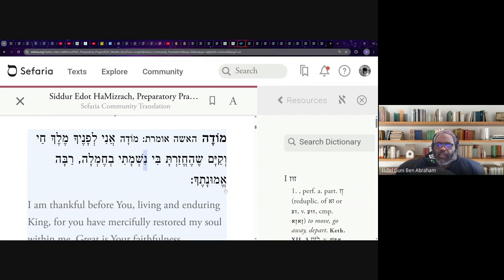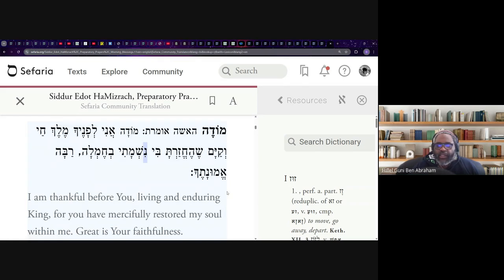And the last word is emunatecha. So the translation here: we have a segol. It's a chatav segol, a half segol. Here we have a shuruk, because it's emuna, shuruk, emunatecha. We have a segol, and inside the kaf, we have a kamatz. Emunatecha, which means your faithfulness, your trustworthiness.